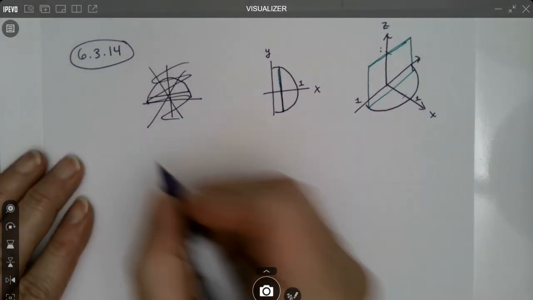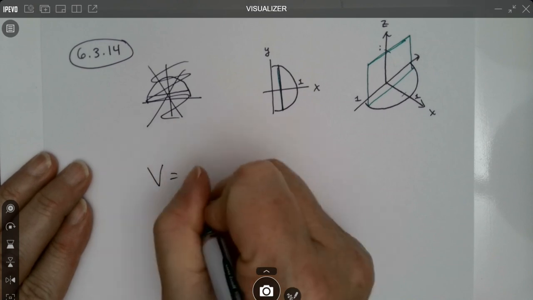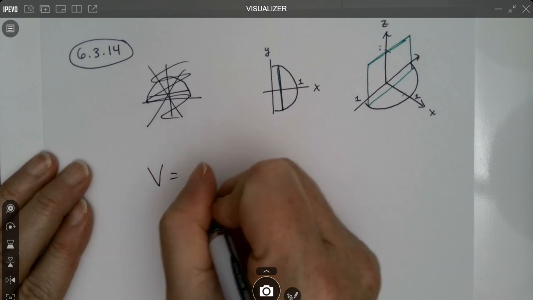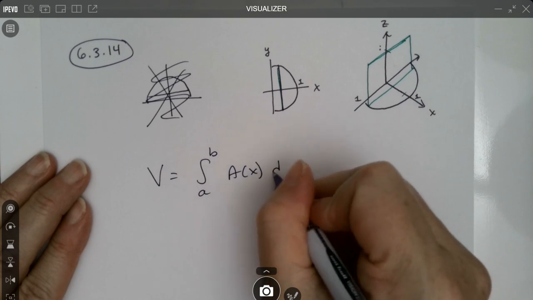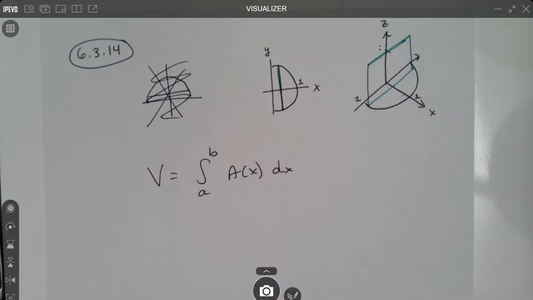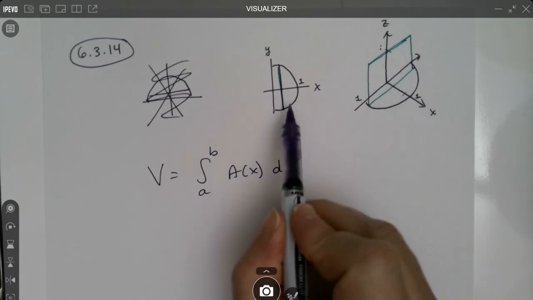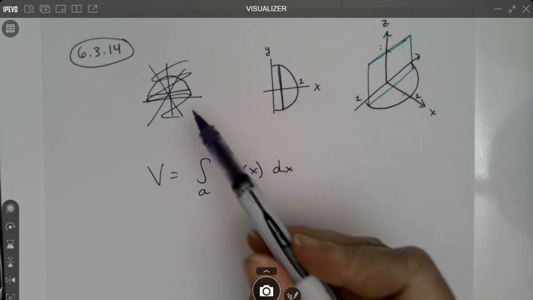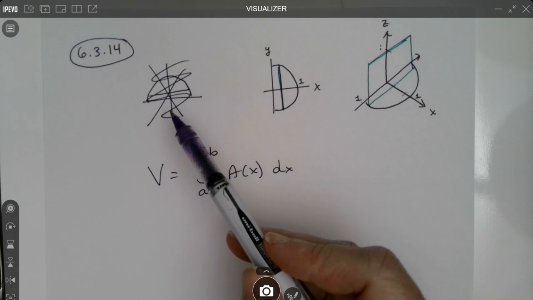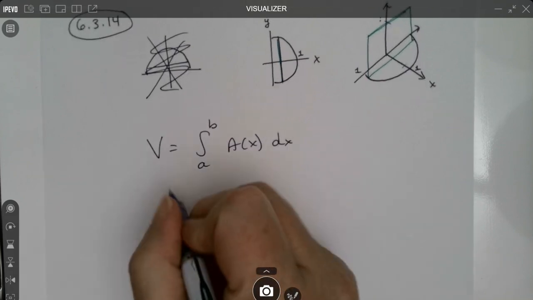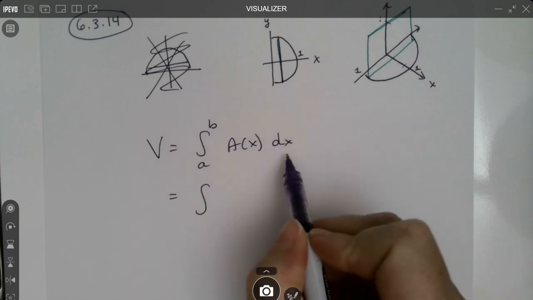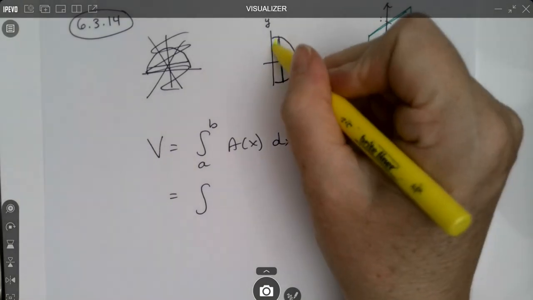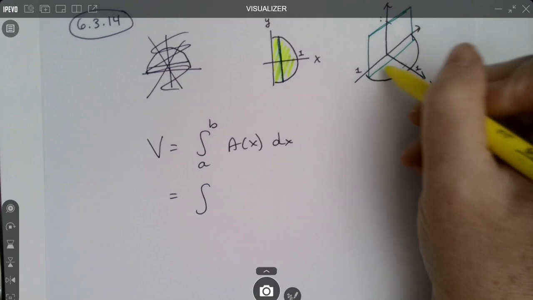Okay, so the volume by the general slicing method is the integral from a to b of the area of the slice, which in our case is going to be a square, dx. And we did dx because that will be this version, not dy, which would have been this version, although we could have, right? It would have worked. Okay, so we need to figure out what our x values are going from what to what, and then what our area is.